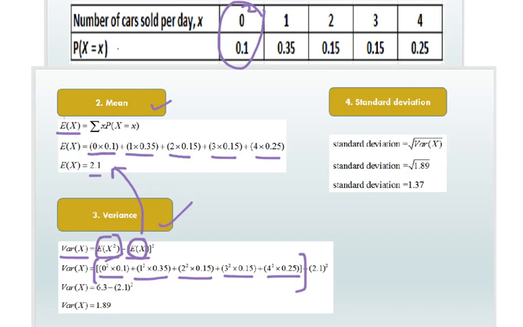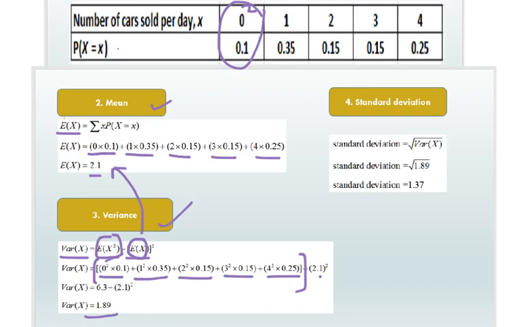And then we need to minus the expected value of x, and then you square it. So for the expected value of x, we just calculated it in the second property, which is 2.1. So we substitute 2.1 and then we square it. Then we can calculate the value. So we will come up with 1.89. So that is our variance value.